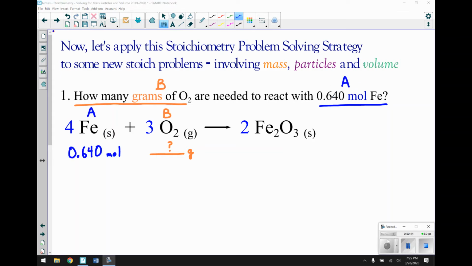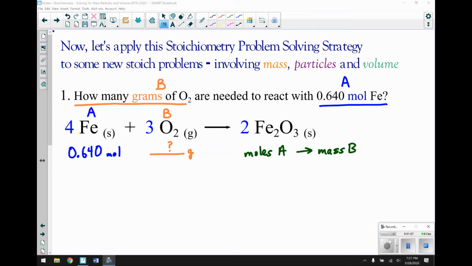So following the 6-step process, I had my balanced equation. I figured out what my given substance and what my desired substance is. And not only that, but I also included the units, as in step 3. I'm given moles and I want to calculate grams of oxygen.